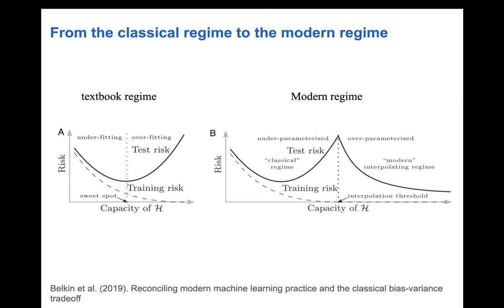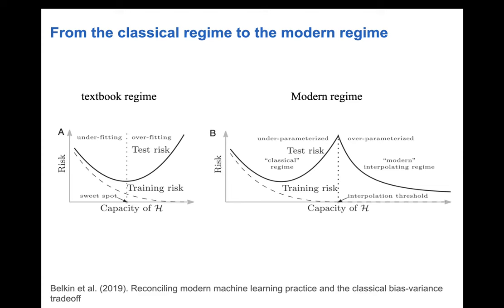But what we have observed in modern machine learning is that you still grow the model size, and after a certain threshold, the interpolation threshold, after your model starts to perfectly fit your training data set, you start to see the test risk drop down again. In some cases, the test risk in this overparameterized regime can be even smaller than the previous sweet spot.